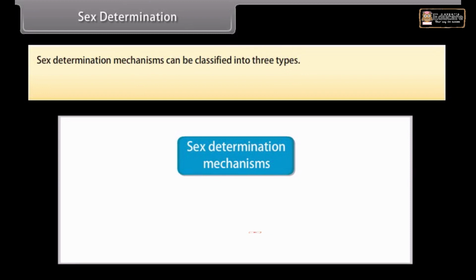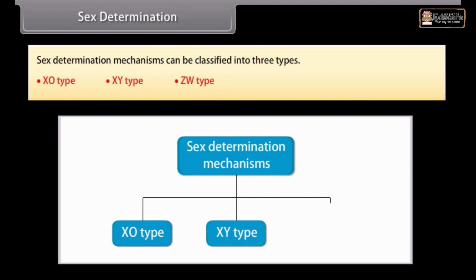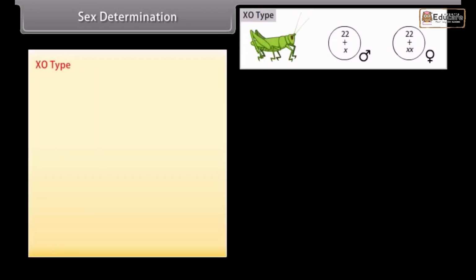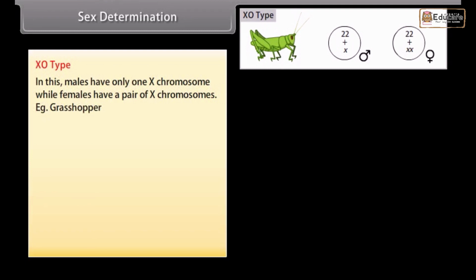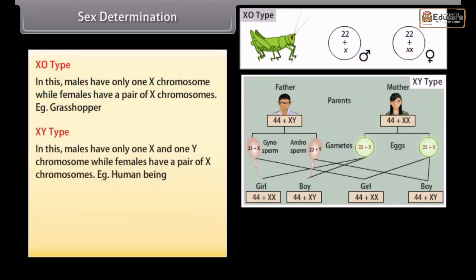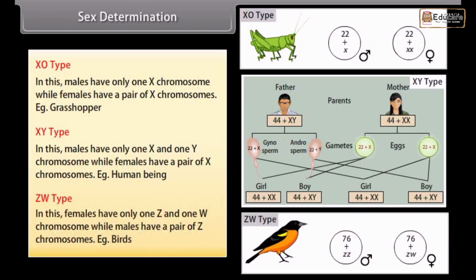Sex determination mechanisms can be classified into three types: XO type, XY type, ZW type. XO type: in this, males have only one X chromosome, while females have a pair of X chromosomes. Example, grasshopper. XY type: in this, males have one X and one Y chromosome, while females have a pair of X chromosomes. Example, human being. ZW type: in this, females have one Z and one W chromosome, while males have a pair of Z chromosomes. Example, birds.